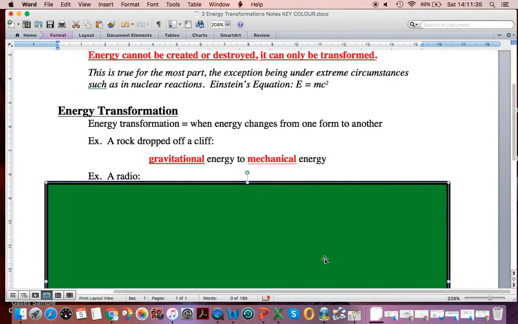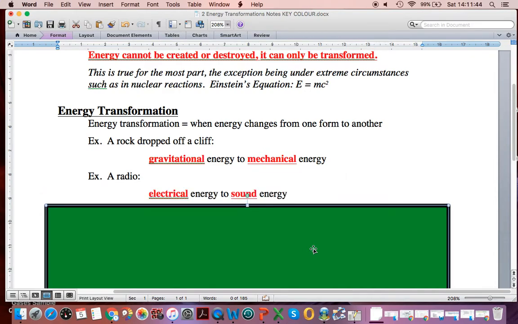A radio. Well, we're assuming it's a plug-in radio. So it's powered by electrical energy, and it's going to make sound. So that seems pretty simple.